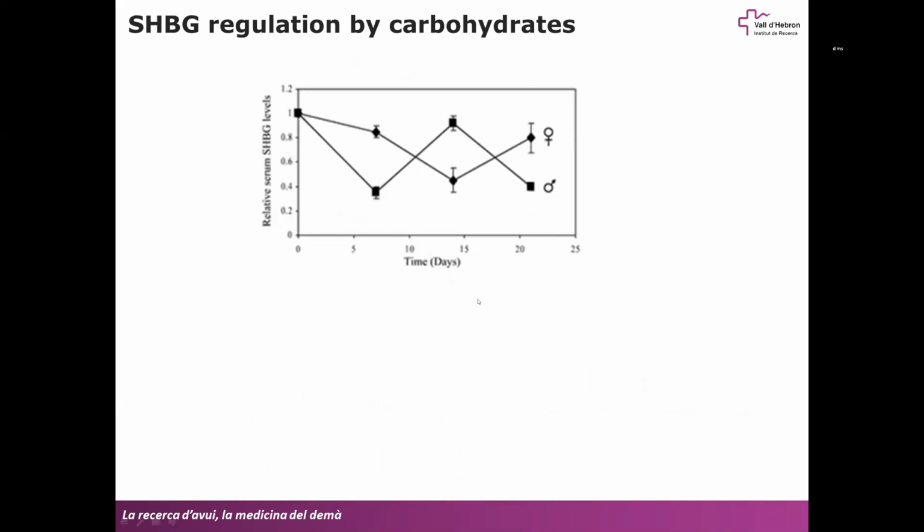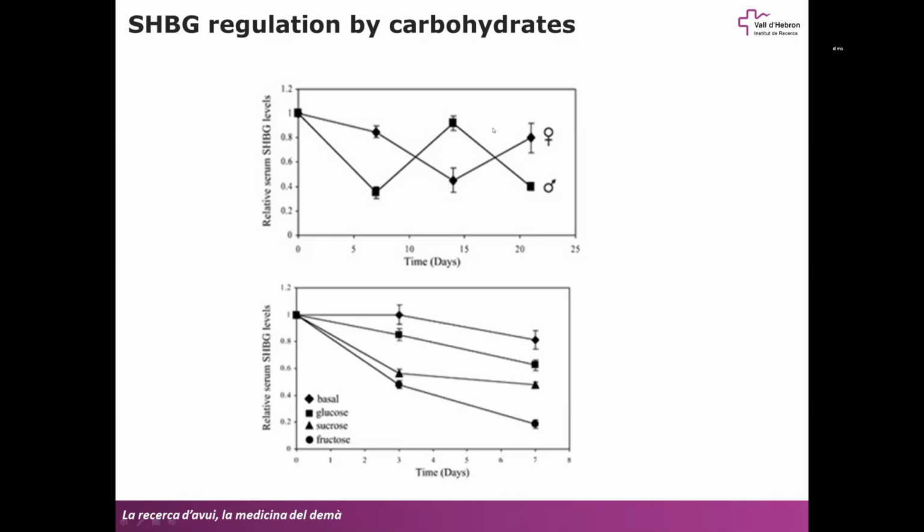So we next went to our in vivo model, and we give our transgenic mice, either males or females, a normal diet. The SHBG levels are more or less constant. And then when you switch these mice to a high sucrose diet, you can see that in 7 days, you have a reduction of almost 50% of the SHBG production. And when you switch them back to normal diet, the SHBG levels are recovered. And the same with the males.